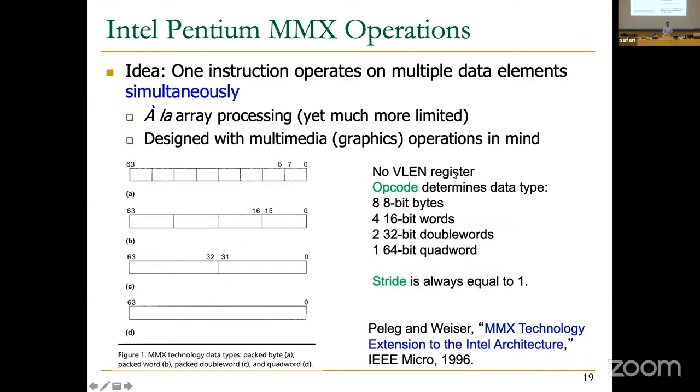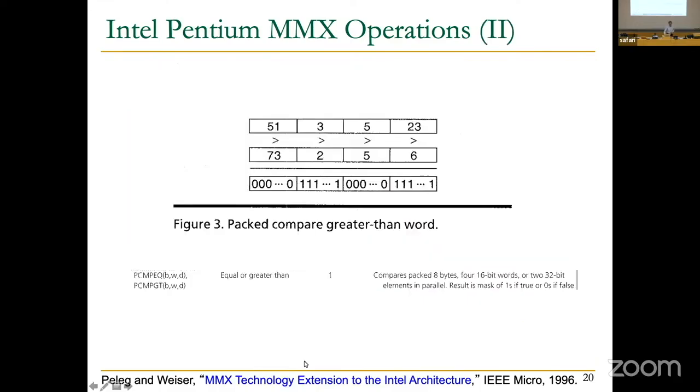There's no vector length register. The opcode is different for each of these instructions. The opcode determines the data type, whether you're operating on 8 8-bit bytes, 4 16-bit words, 2 32-bit double words in Intel terminology, or 1 64-bit quad word. And if you're doing a load, etc., stride is always equal to 1. These are basically consecutive. Does this make sense? Hopefully it's simple, right? And the operations are very similar to vector instructions.